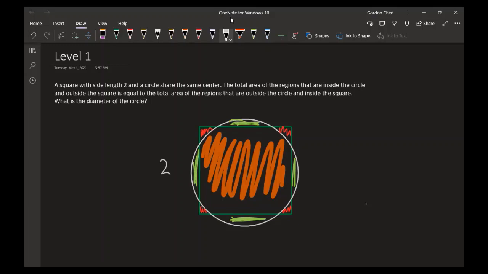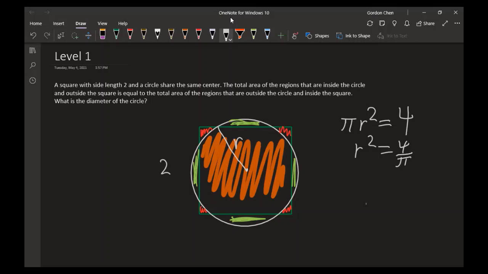And so we have that the circle's area, which is pi r squared, where this is r, is equal to 4. Can I move the square up? Okay, I'll do that later, I guess.